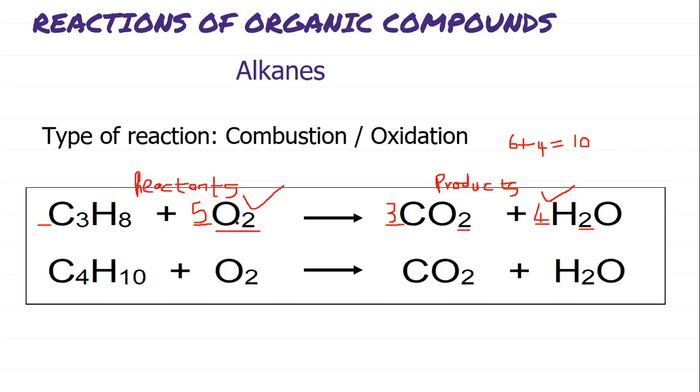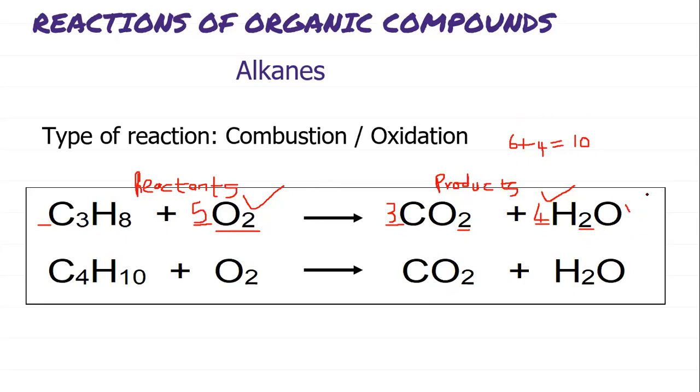Then I go back and double check. Number of carbons on the left is 3. Number of carbons on the right is 3 as well. Number of hydrogens on the left is 8. Number of hydrogens on the right is 4 times 2, which also gives me 8. Number of oxygens on the left is 5 times 2, which gives me 10. The number of oxygens on the right is 3 times 2, which gives me 6, and 4 times 1, because the oxygen has an invisible 1, which gives me 4. Then 6 plus 4 gives me 10.